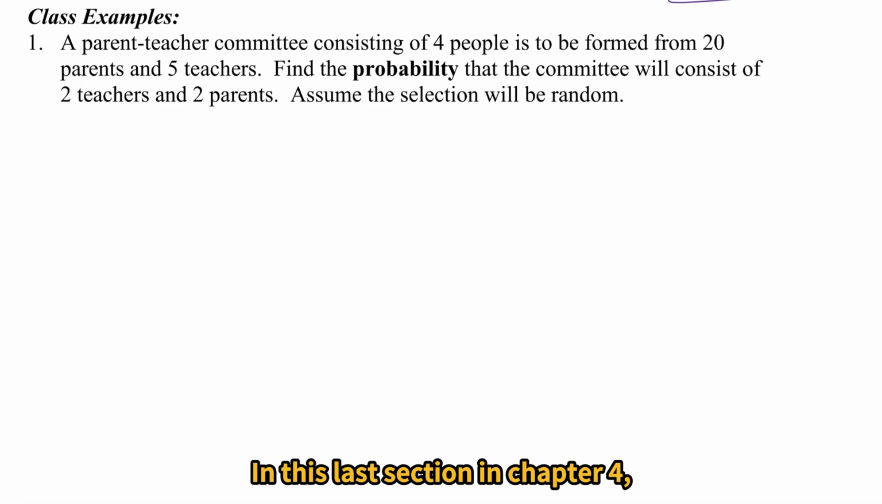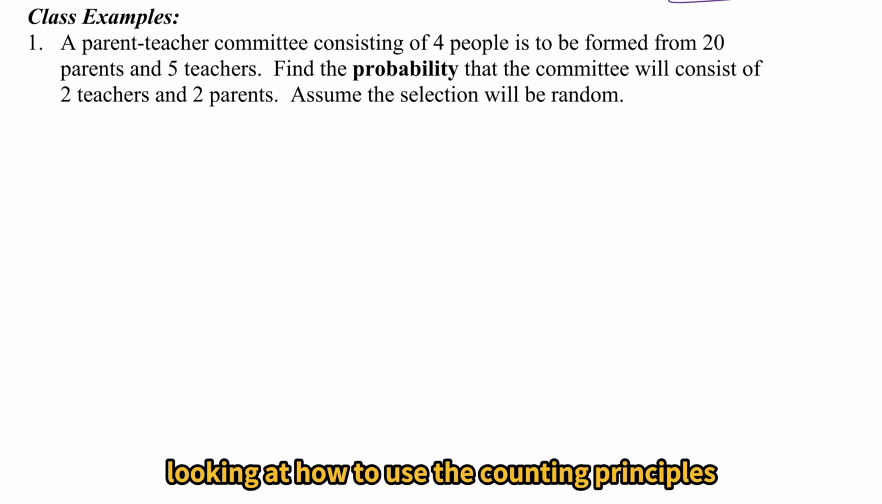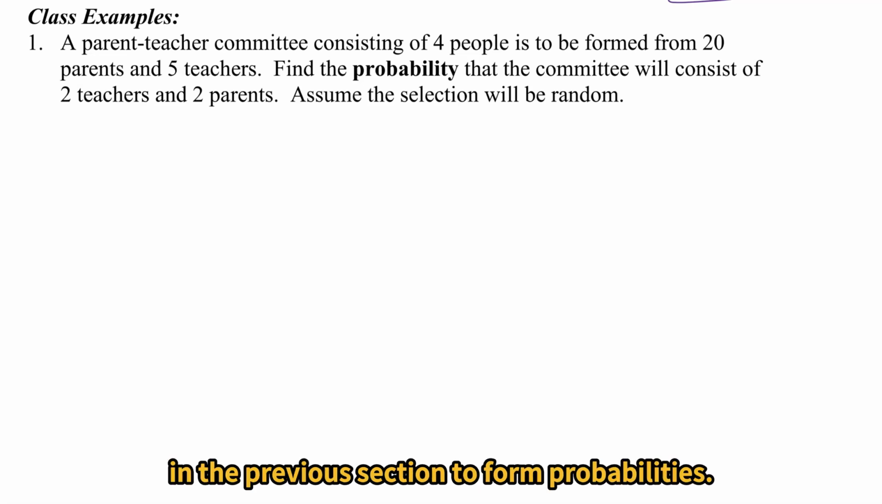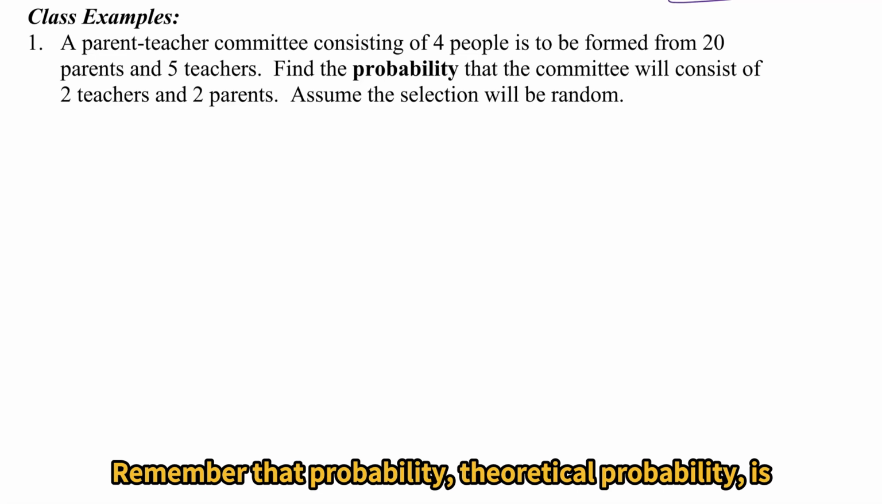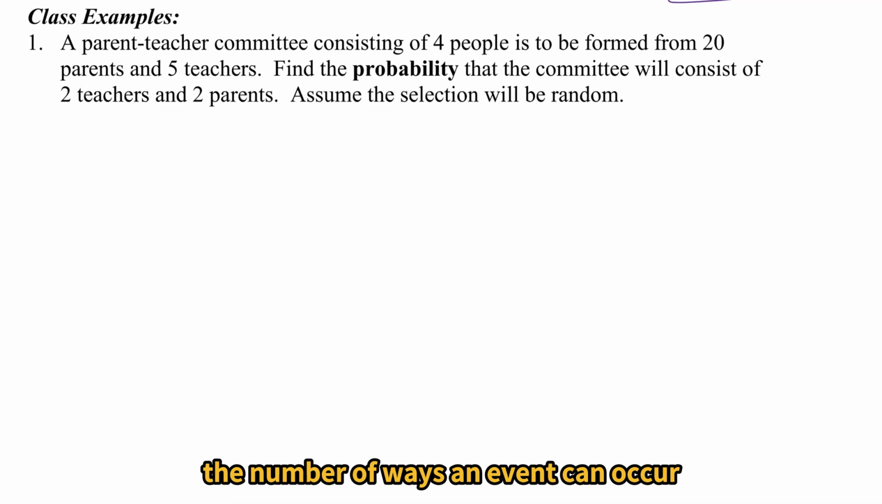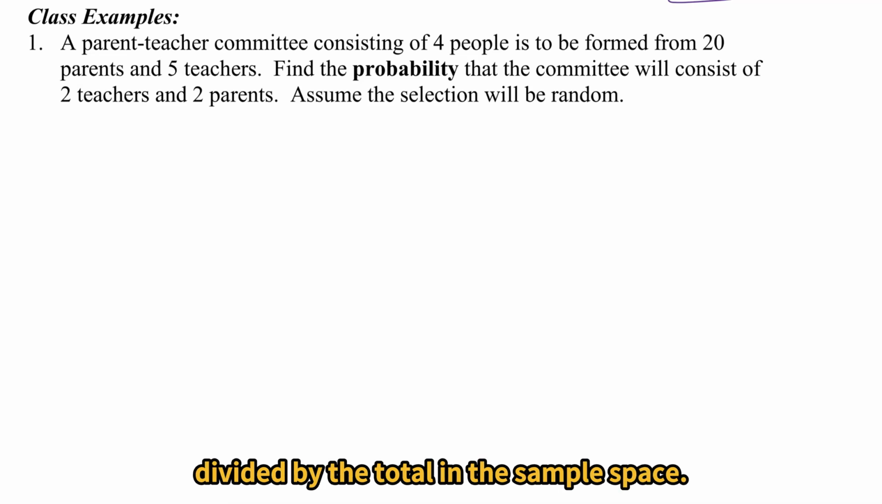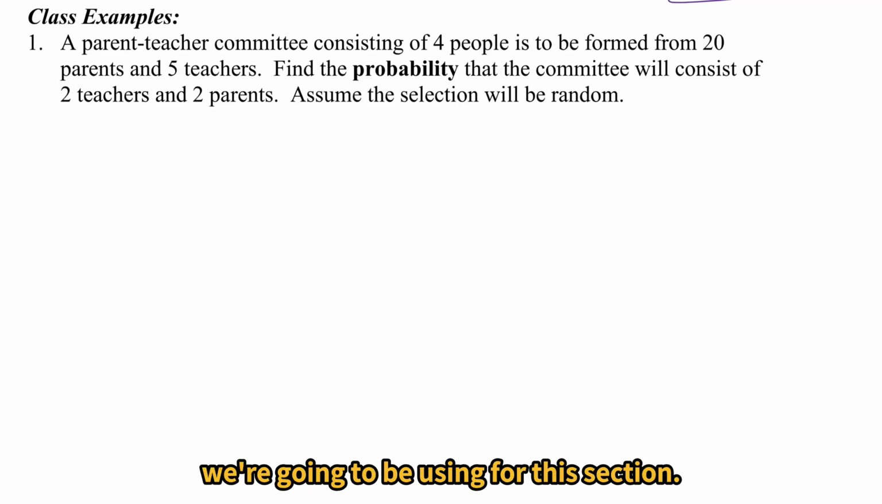In this last section in Chapter 4, we're going to be looking at how to use the counting principles we talked about in the previous section to form probabilities. Remember that probability, theoretical probability, is the number of ways an event can occur divided by the total in the sample space. So that's the idea that we're going to be using for this section.